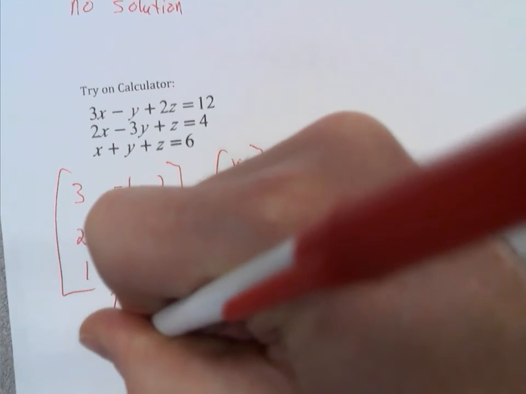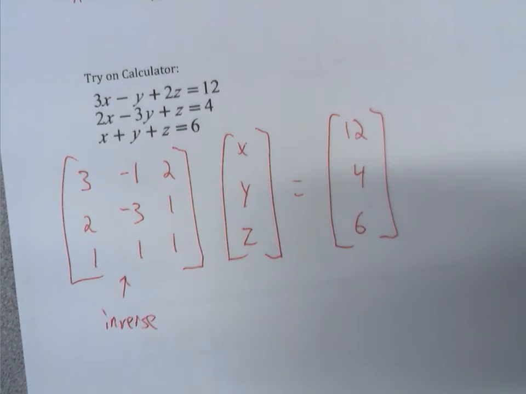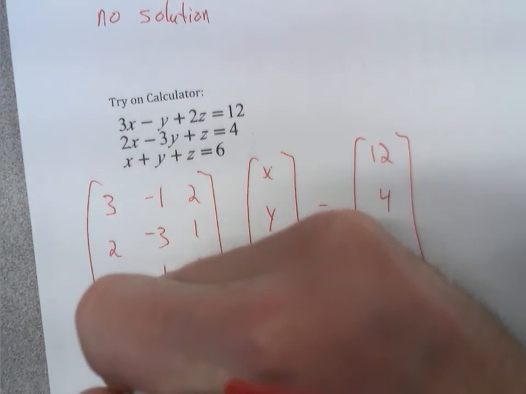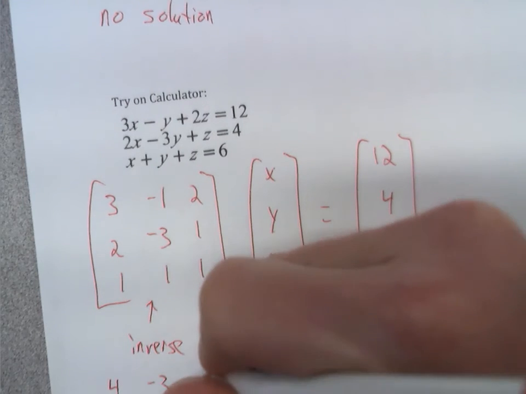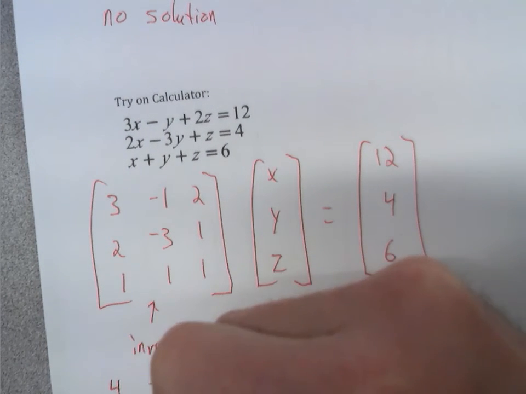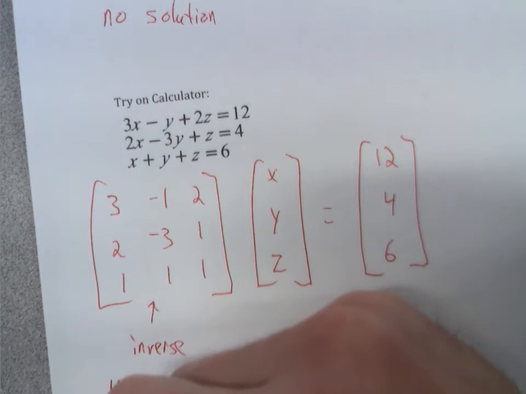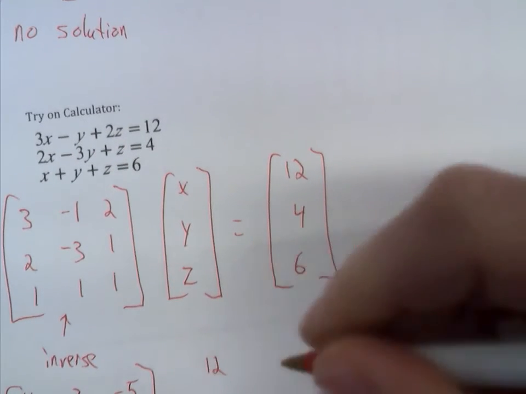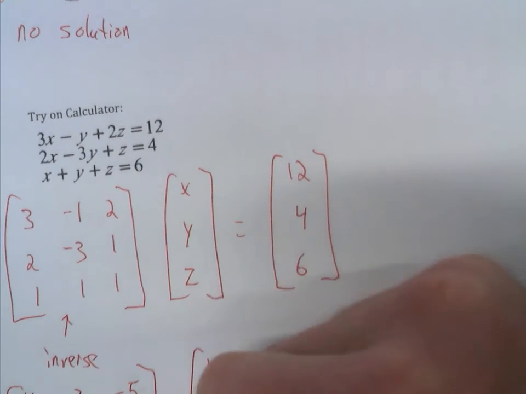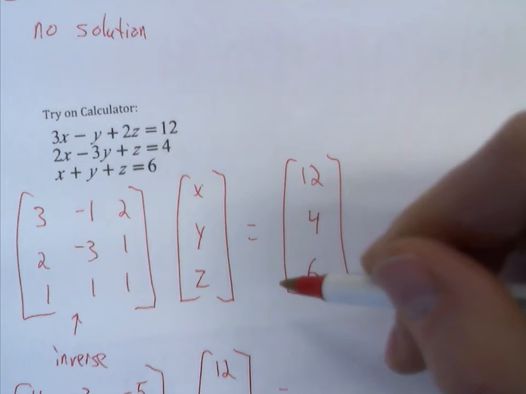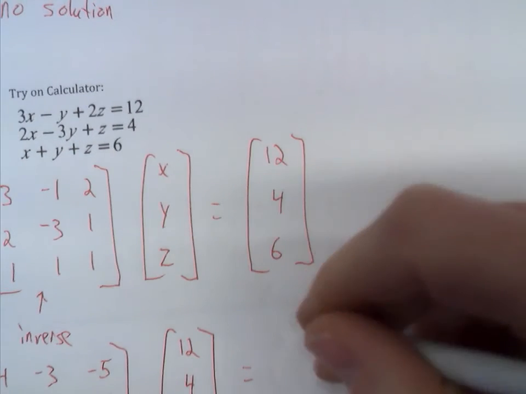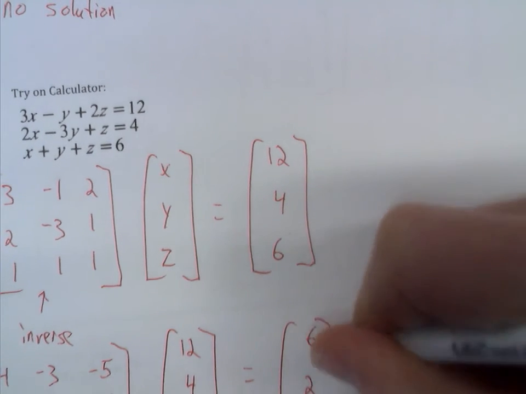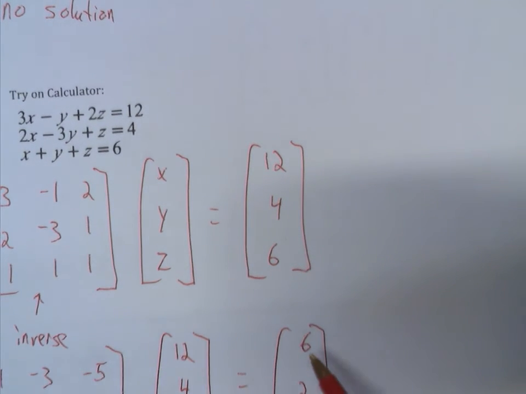And now all I really need to do is find the inverse of this matrix. And when I do that, if I take the inverse of this, I'm going to get 4, negative 3, negative 5, 1, negative 1, negative 1, negative 5, 4, and 7, and then multiply it by the 12, 4, 6, and that's going to give me x, y, and z, which if I do that, I should get 6, 2, and negative 2.